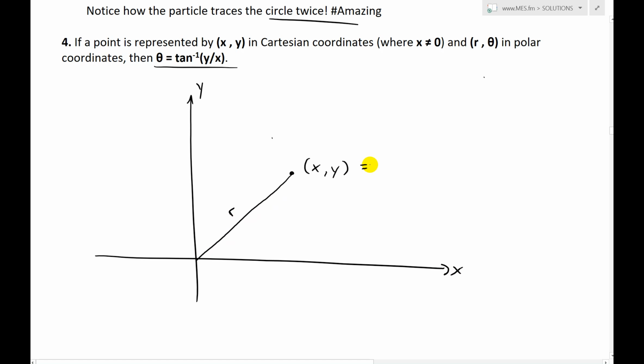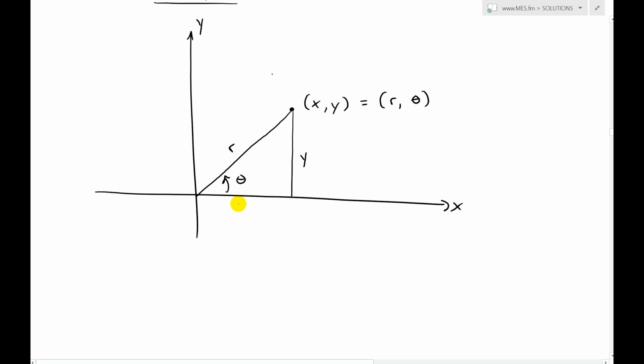This is going to be right here, r and theta, where this is the angle theta to this line r, and from the polar axis, make it the same as this x-axis. So if we have this, then the vertical component is just y, and the horizontal component is just x.